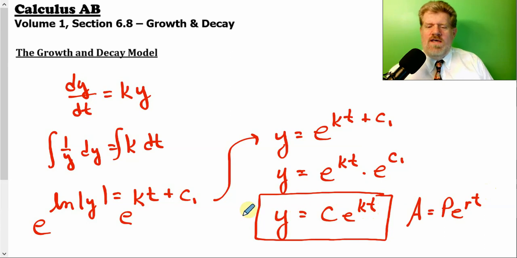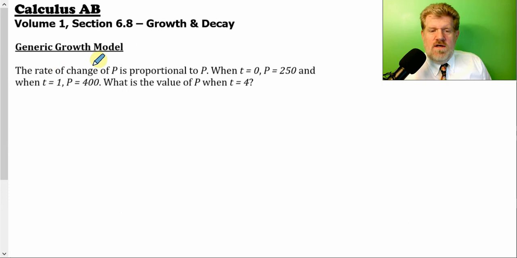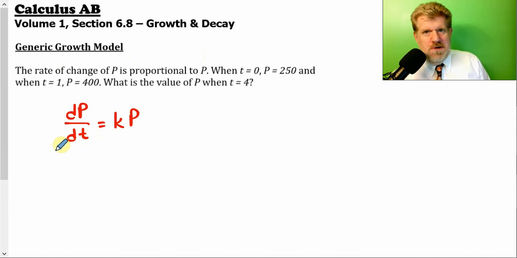So that y equals ce to the kt is the general form of an exponential growth and decay model that fits all models when something is proportional to itself. For example, we're assuming that p is proportional to p, which means that how p changes over time is proportional to how much p there is. I mean, population, you know what I'm saying.